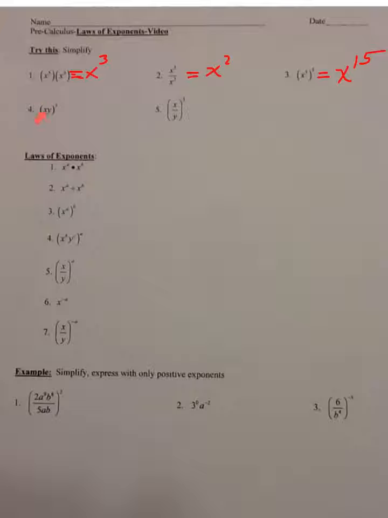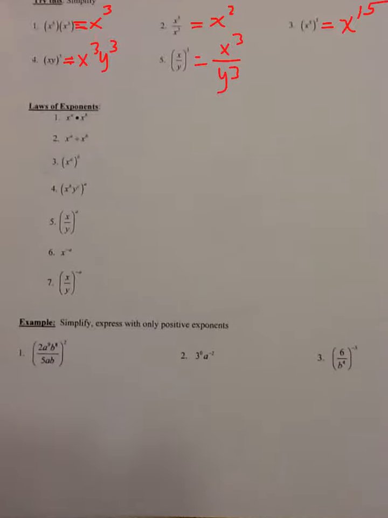Number 4, we have xy raised to the third power. So this is power of the product. Since we're multiplying, each thing on the inside gets that exponent. So it would be x to the third, y to the third. Number 5 is power of the quotient, because we're dividing and raising the whole thing to the exponent of 3. So each thing on the inside gets that exponent of 3. So it's x to the third divided by y to the third. Okay, so let's write down those rules.